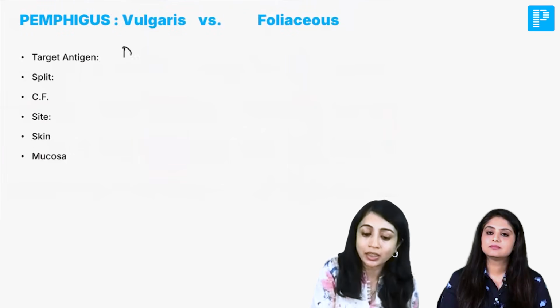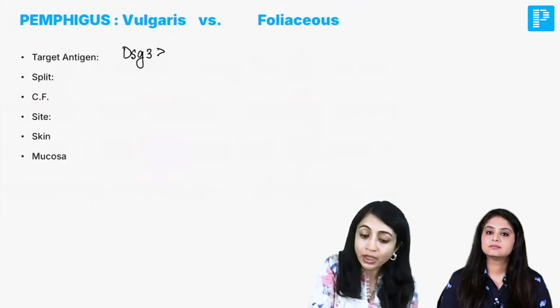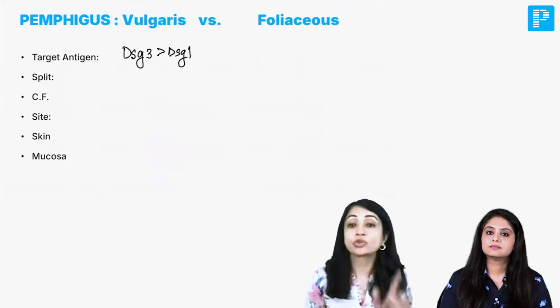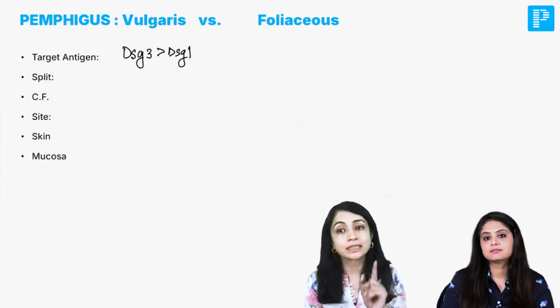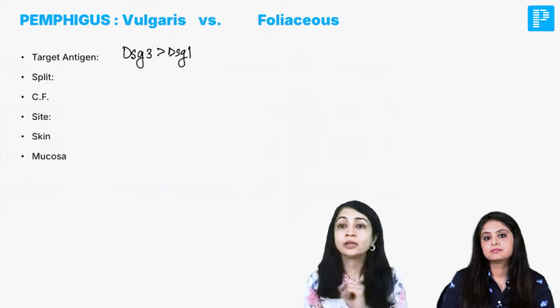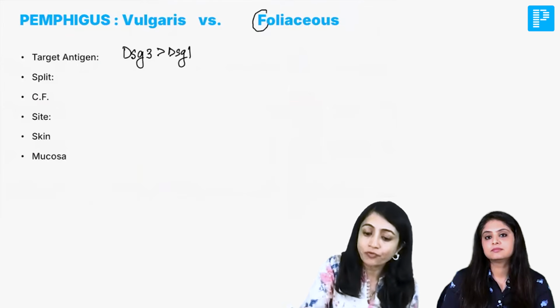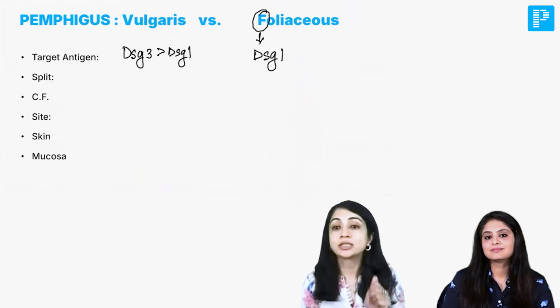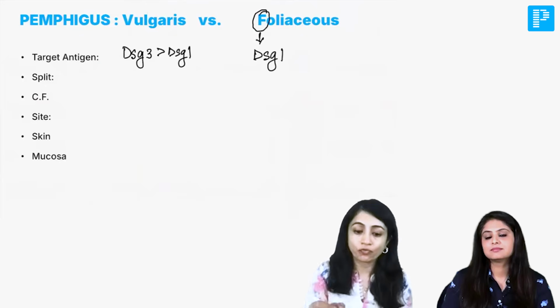The target antigen in pemphigus vulgaris is desmoglein 3. It can also be desmoglein 1. So vulgaris can target both desmoglein 3 and 1, but more importantly, it's desmoglein 3. And if you have to mark one, please mark desmoglein 3. Then in foliaceus, F for foliaceus, F for first. So my target antigen is desmoglein 1 here. So 1 or first is the target antigen in foliaceus.